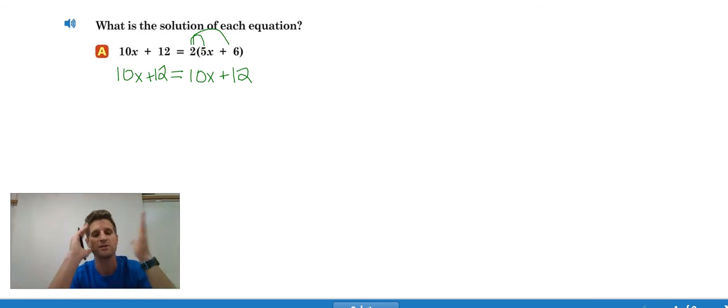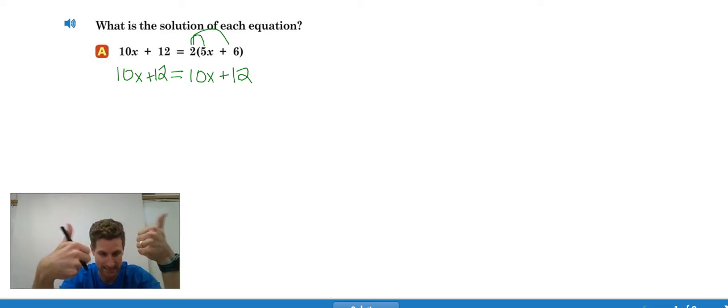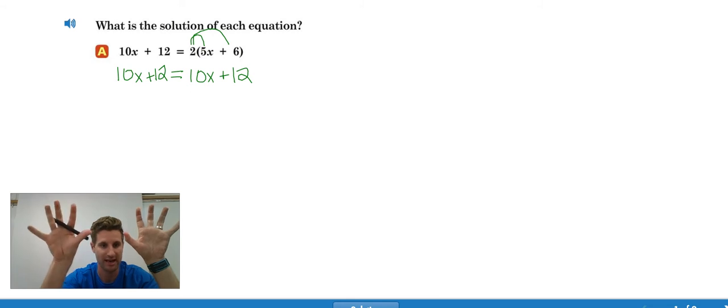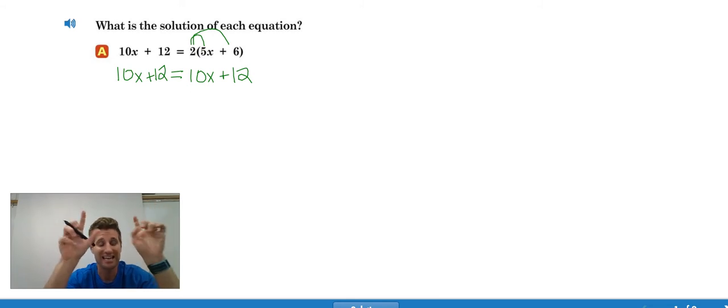This is an interesting situation. Do you notice that both sides of the equation are the exact same? 10x plus 12 and 10x plus 12. This means we have what's called an identity. So an identity is when we have the exact same picture on one side as the other, which means any value of x I plug in is going to work. Think about it. Plug in 2.